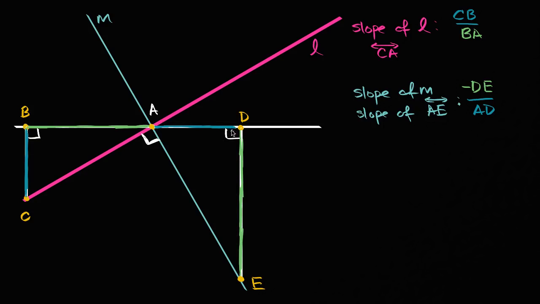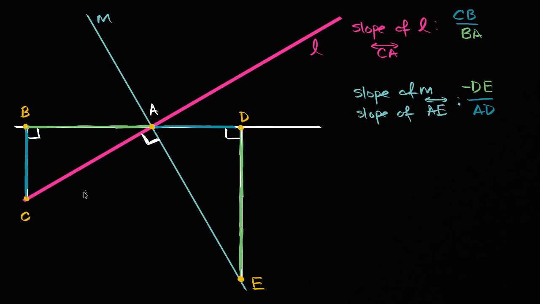So some of you might already be quite inspired by what we've already written, because now we just have to establish that these two triangles, triangle CBA and triangle ADE, are similar. And then we're going to be able to show that these are the negative reciprocal of each other.